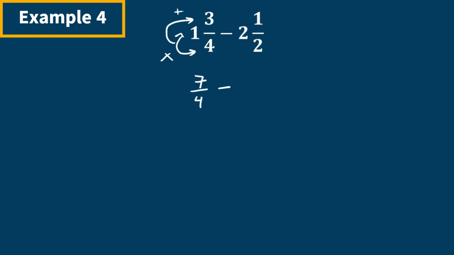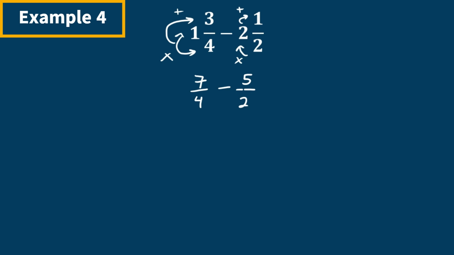And that's going to be subtracted by, and you do the same thing. 2 times 2 is 4. 4 plus 1 is 5. So we'll have 5 over 2. And if you need more help converting mixed numbers into improper fractions, you can go ahead and click on this link. I made a video on it.